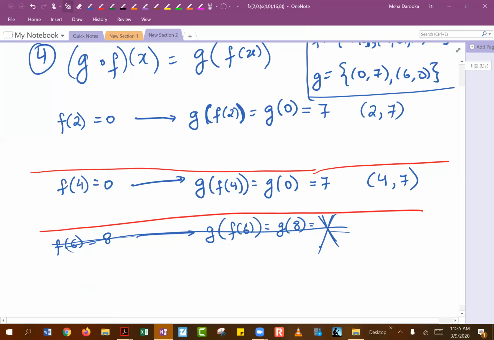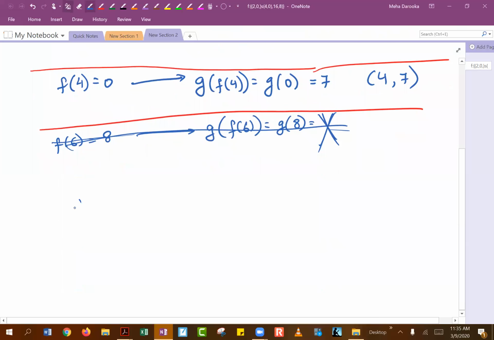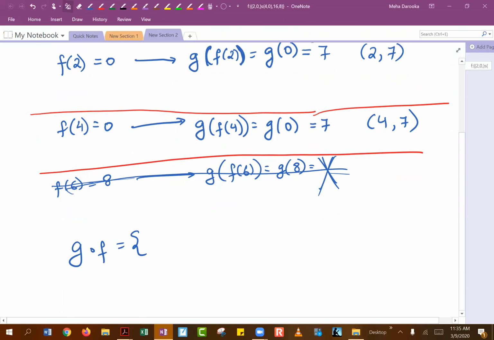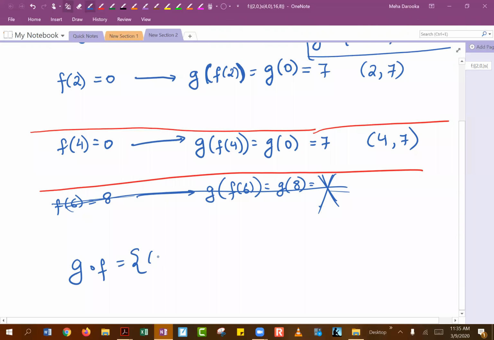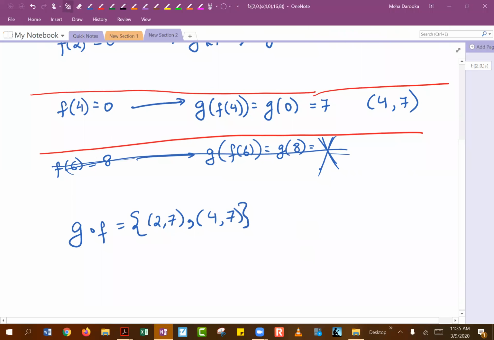So the g of f function, which they're asking us to find, is going to be these two ordered pairs you came up with, the 2 and 7, and the 4 and 7. This is your finished function. Because again, we couldn't use the 6 or the 8 or any of those pairs. So then your domain would be 2 and 4.